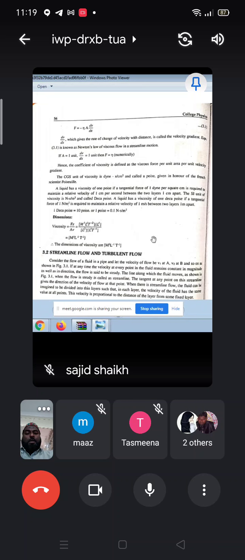Please go through these things. It is very simple. Here we have seen the probable MCQs based on your topic, fluid dynamics.